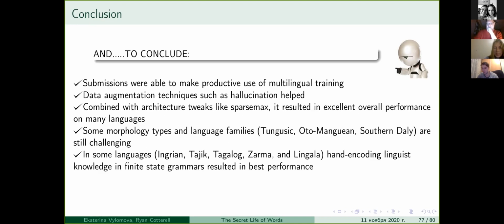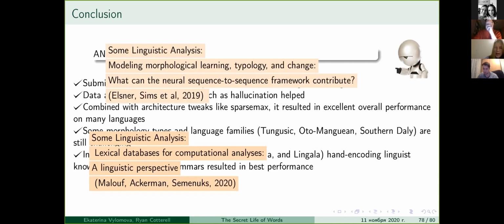To conclude, submissions were able to make productive use of multilingual training. Data augmentation techniques such as hallucination helped, and combined with architecture tweaks like sparse max, it also helps. And in some languages such as Ingrian, Tajik, Tagalog, Zarma, Lingala, hand-encoded linguist knowledge in finite state grammars resulted in the best performance.